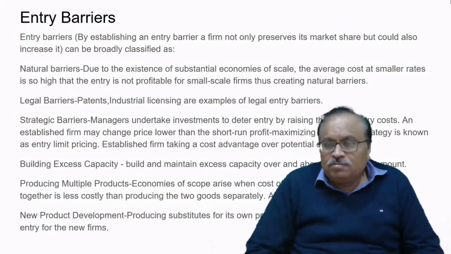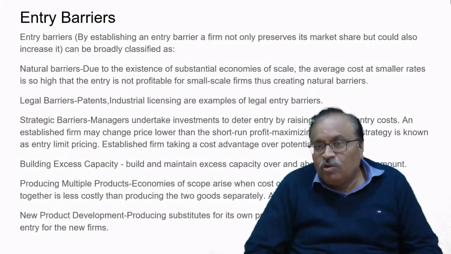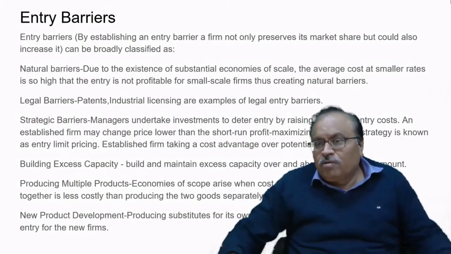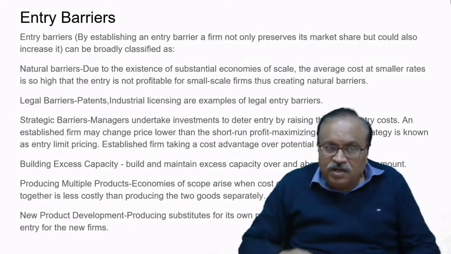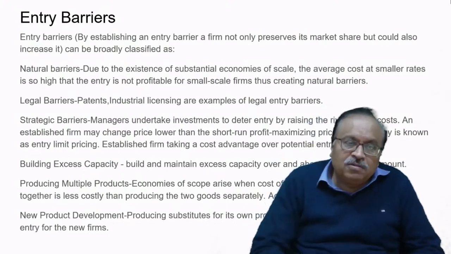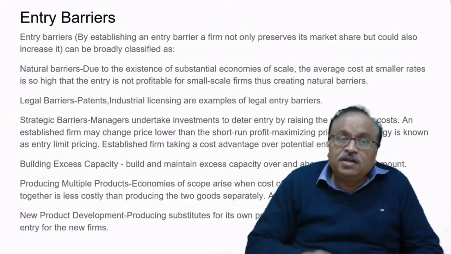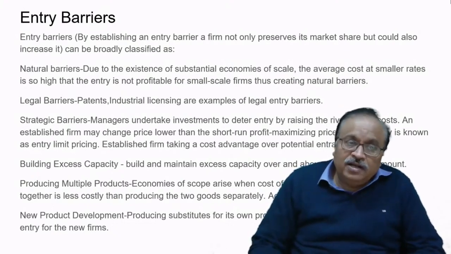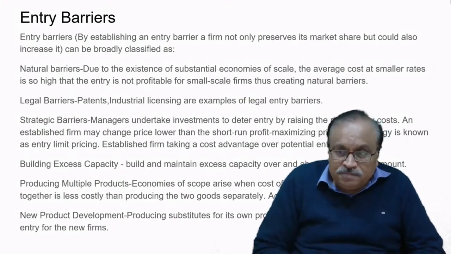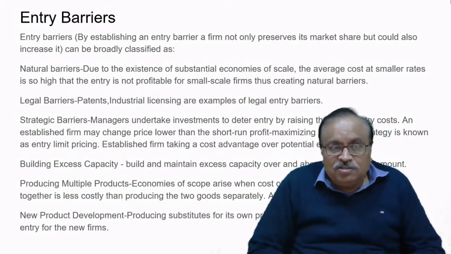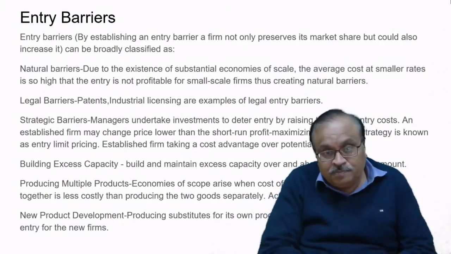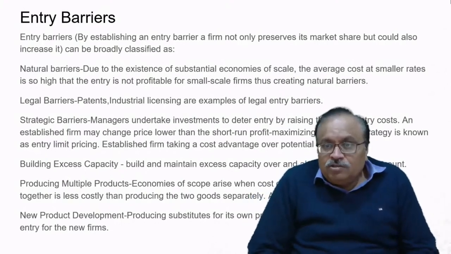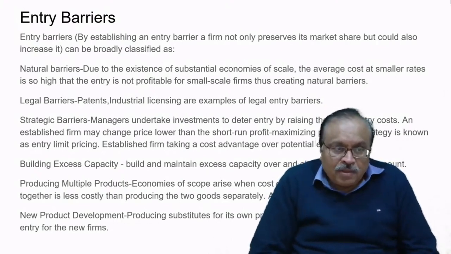So any firm which is a new entrant has to run on the short-run profit maximizing price. But the established firm can reduce the price even below that, making it difficult for a new entrant to come and establish its product, because that way they have to burn money. So this strategy is known as entry limit pricing, where the established firm takes a cost advantage over potential entrants.